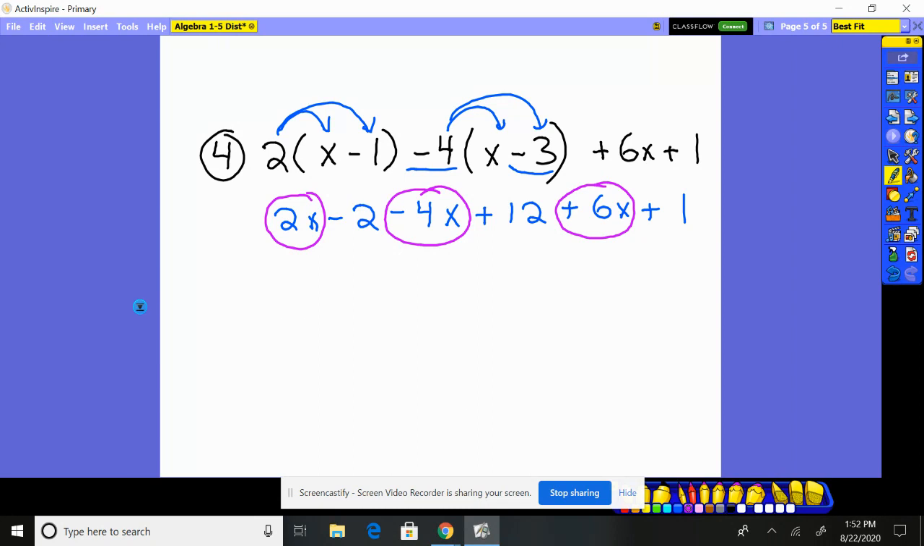Well, we'll just start here. 2 take away 4 is negative 2. If it's 2 degrees outside and it drops 4 degrees, it's now negative 2. Negative 2 plus 6, it now goes up 6. That leaves us at 4x.